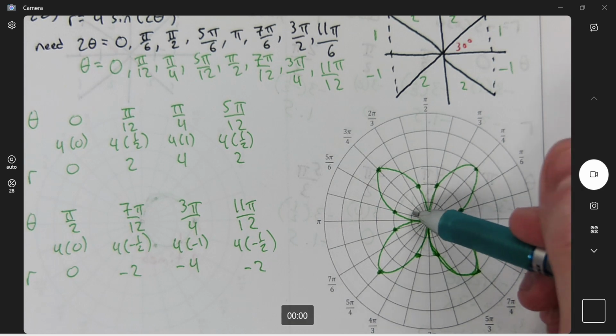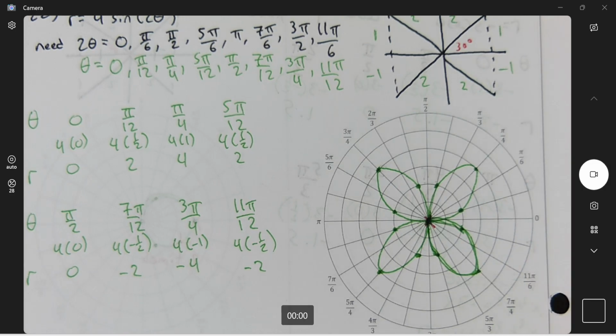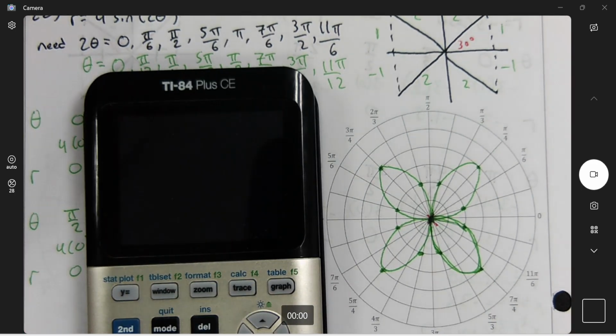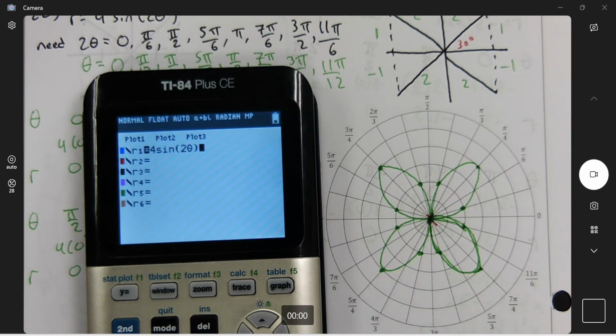Counterclockwise, counterclockwise, counterclockwise. The motion was always counterclockwise, even as we went around our petals. And just to prove a point, let's get on here. This was 4 sine of 2 theta, and it should go slow enough for you to track it.